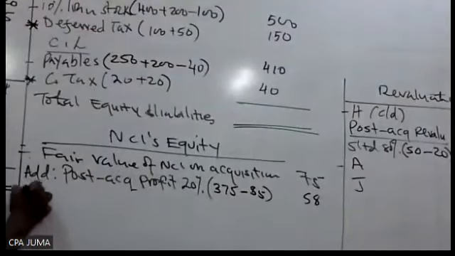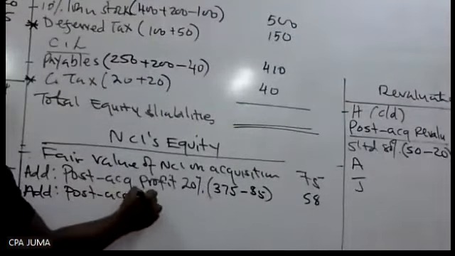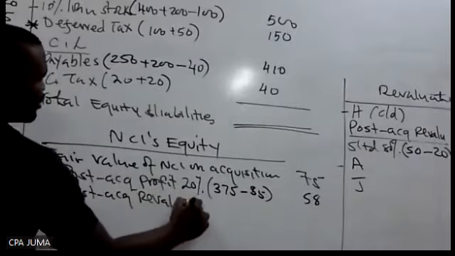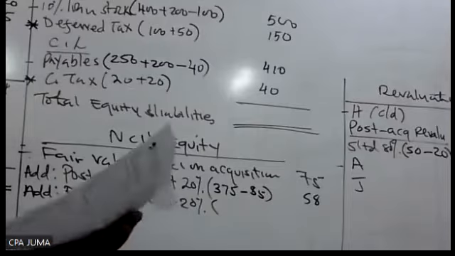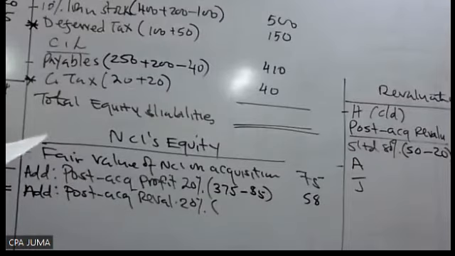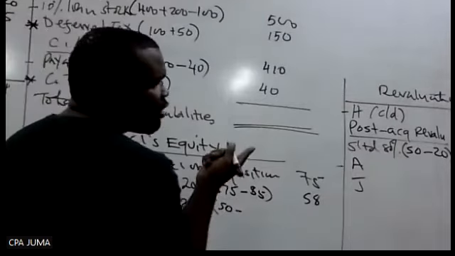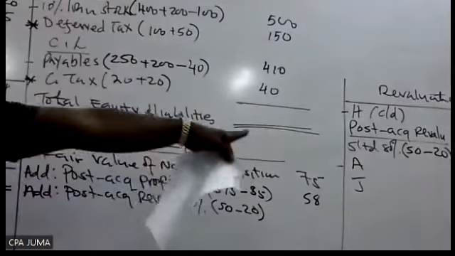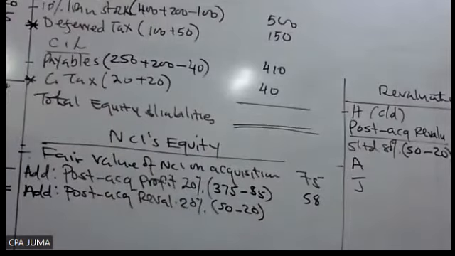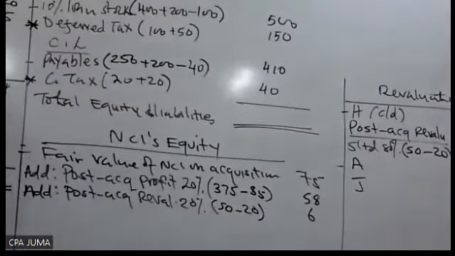Even revaluation, give them post-acquisition revaluation, 20%. Check the closing revaluation minus by them. Revaluation in S is 50. 50 minus 20. Parent already took 80%. Minority will take 20. 50 minus 20 is 30. 20% of 30. Top up for them.